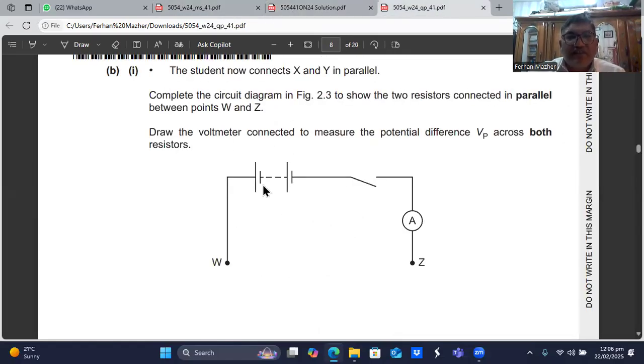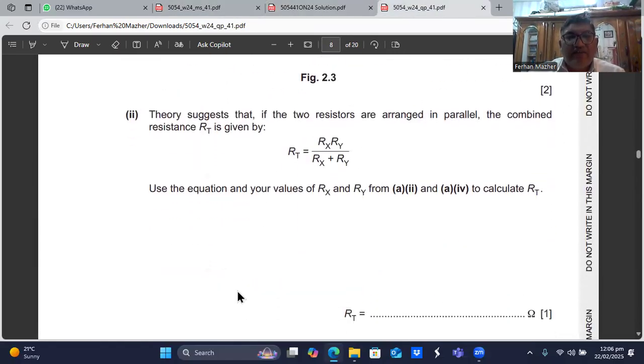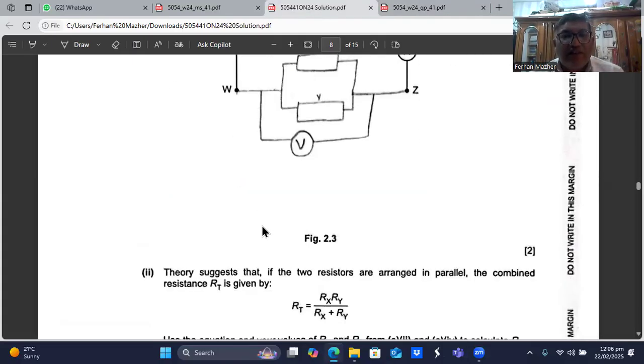This is how it is drawn, and now we have this. Theory suggests that if two resistors are arranged in parallel, the combined resistance RT is given by this formula. Use the equation and your values of Rx and Ry from the second part and the fourth part to calculate the RT. We already know the Rx value, the resistance of resistor X, and we already know the resistance of resistor Y. You will simply put those values in this formula and do your calculation carefully with the help of your calculator. We have done that.